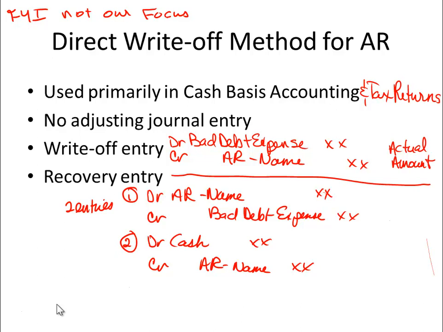Now you're saying, why can't I just debit cash and credit bad debt expense? Well, you could, but you wouldn't then be able to track who paid you after you had previously written them off. So you have to put them back on your books before you take their money. So this is just an FYI.